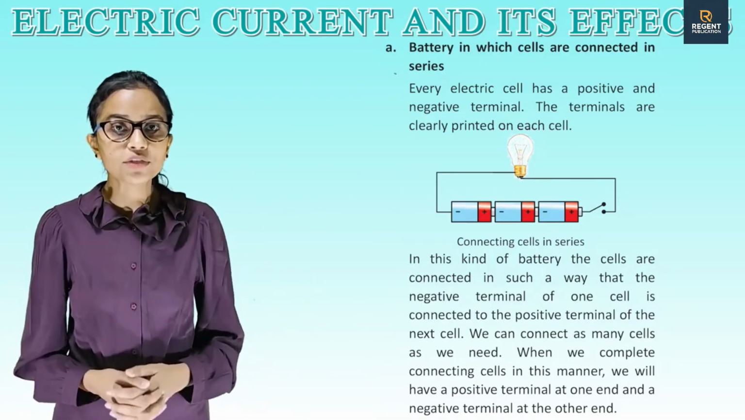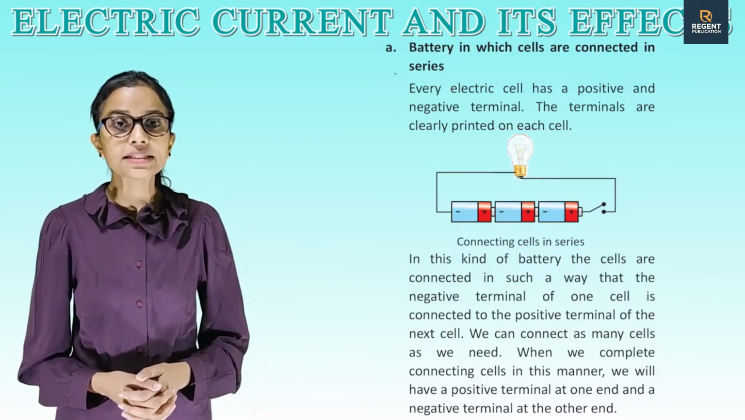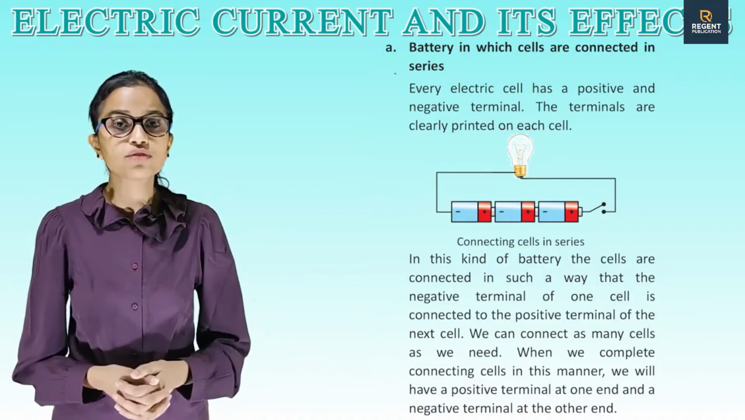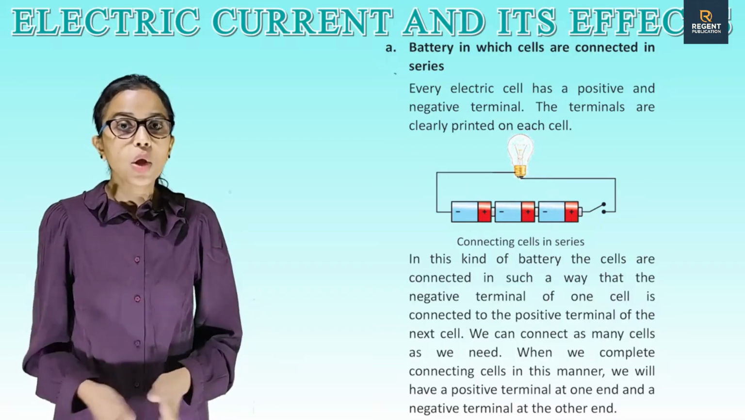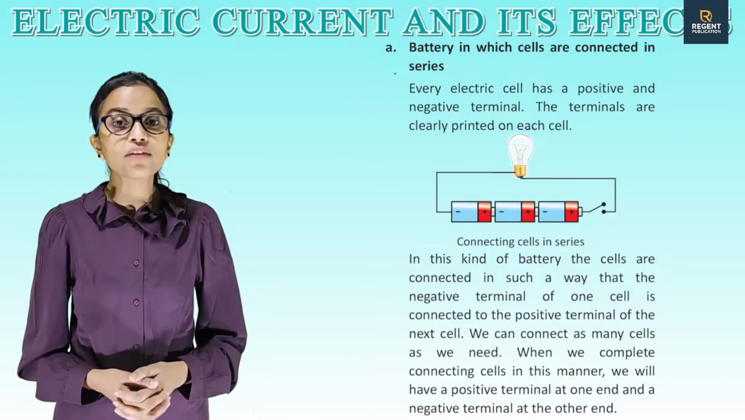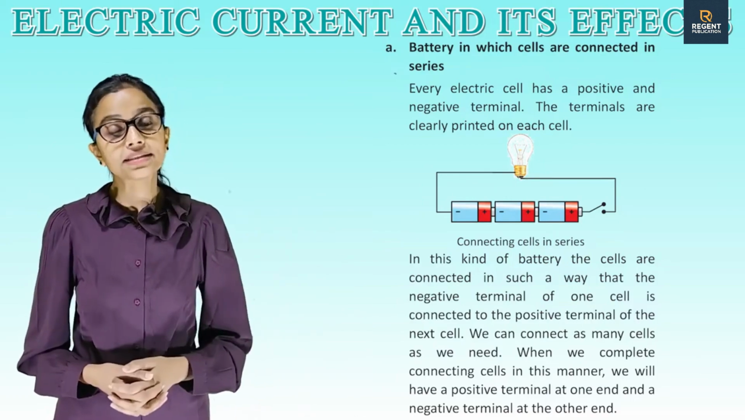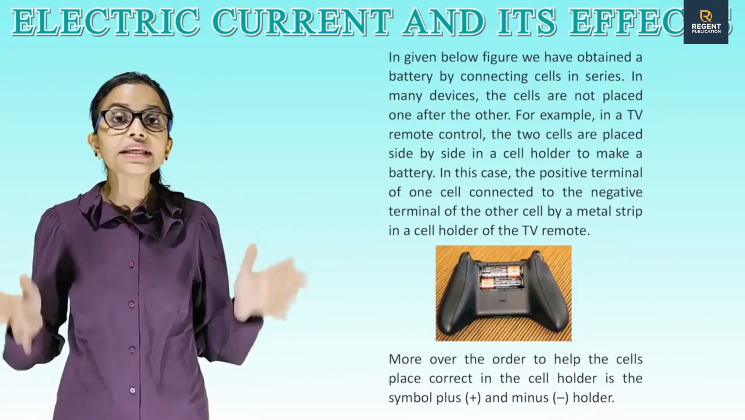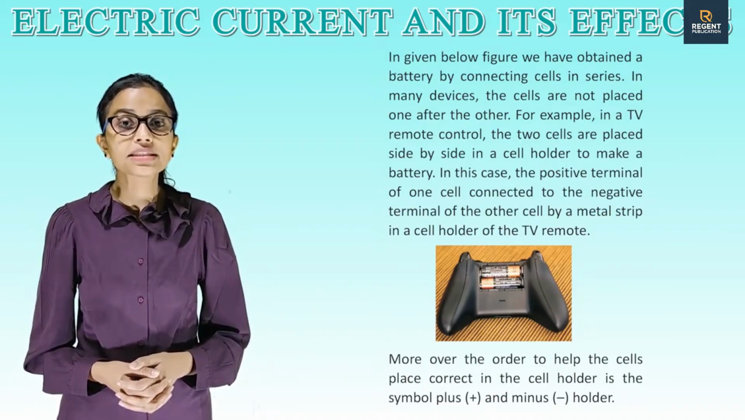In this kind of battery, the cells are connected in such a way that the negative terminal of one cell is connected to the positive terminal of the next cell. We can connect as many cells as we need. When we complete connecting cells in this manner, we will have a positive terminal at one end and a negative terminal at the other end. In the figure given below, we have obtained a battery by connecting cells in series.